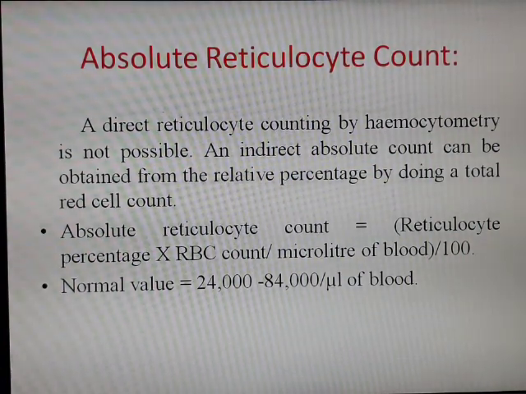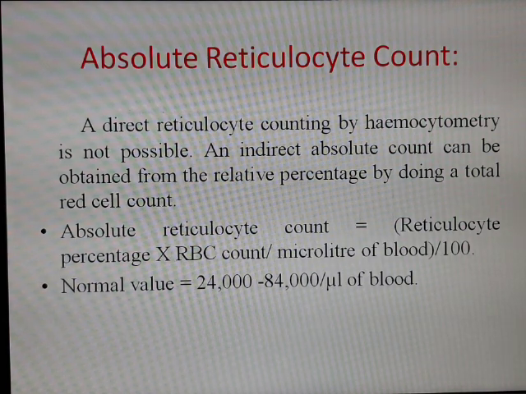Now, a few things about absolute reticulocyte count. A direct reticulocyte count by hemocytometry is not possible, and even if someone does it, it is not very accurate. An indirect absolute count can be obtained from the relative percentage by doing a total red cell count. Total red cell count is a practical thing. We will not go into details. If you want to, you can go through any practical textbook and read it yourself.